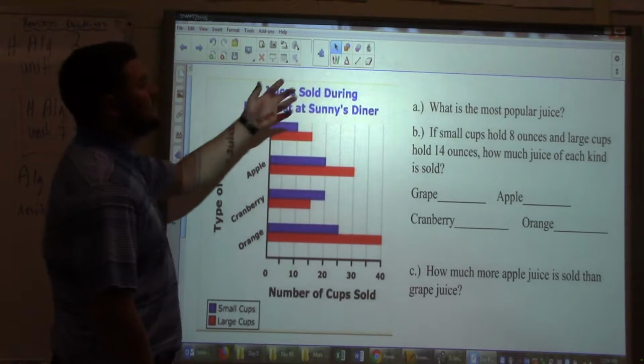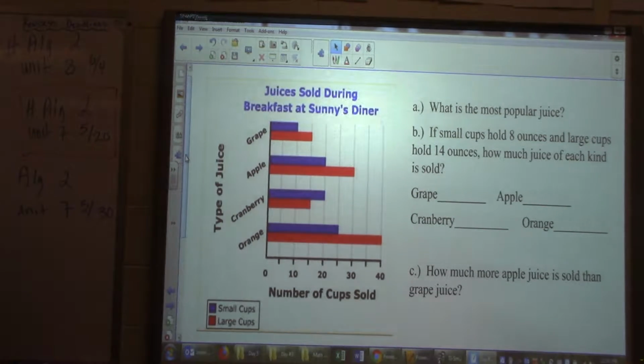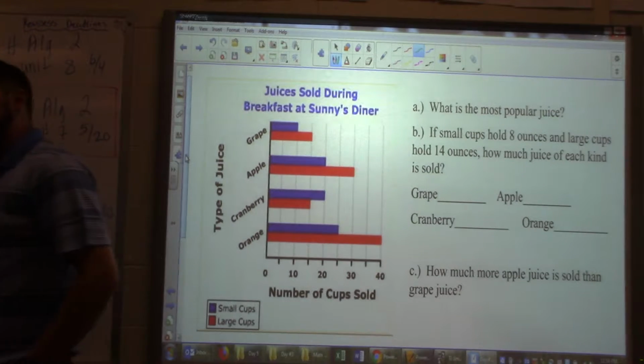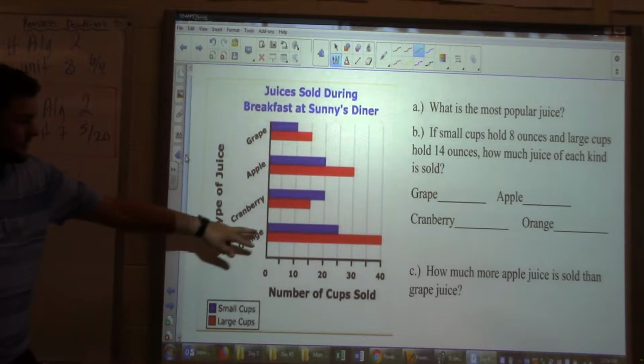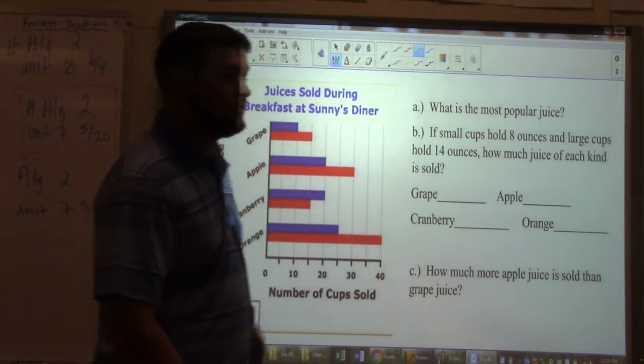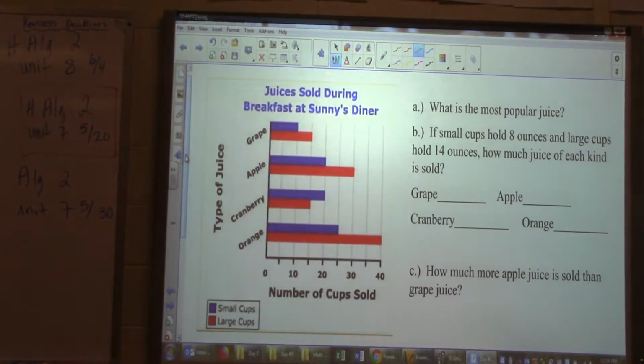Alright, so, just like we did yesterday, we're going to look at some graphs and take some information off of them. If we're looking at this graph, what kind of graph is this? It's a bar graph, right? Now there's two different parts to it. There's small cups and large cups, but it's a bar graph. There are spaces in between each different category. So, I'm looking at my bar graph here. We're talking about the juice sold at Sunny's Diner.